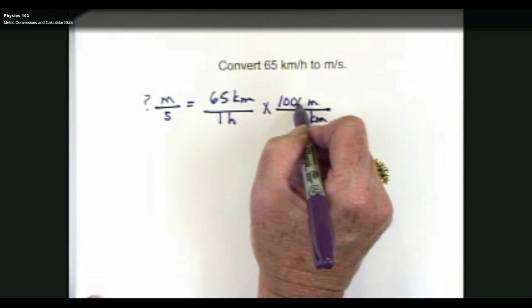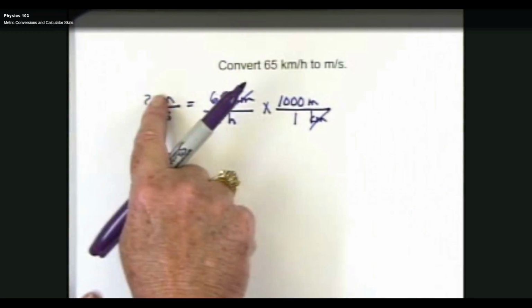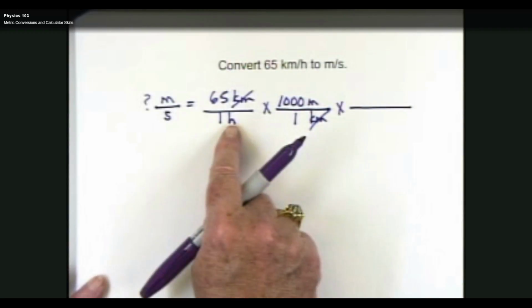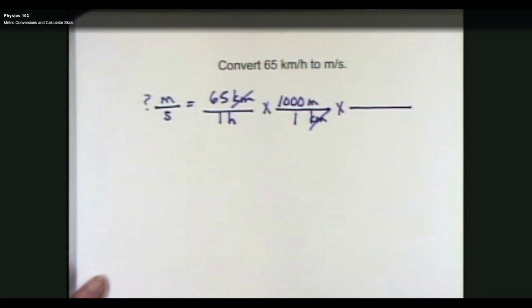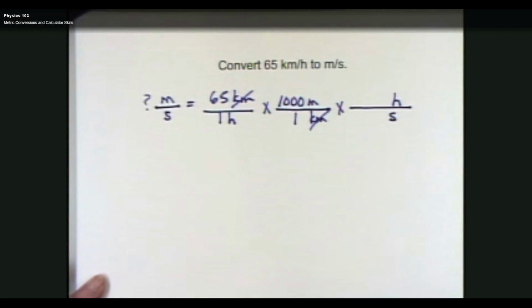All right, good. Now our kilometers are gone, so we have meters on the top. We're halfway there. Now we need one more conversion. This time we want to get rid of hours, so where do we put it? Hours goes on top. And seconds on the bottom. Do you know a fact about hours and seconds? Yes, 1 hour equals 60 seconds.